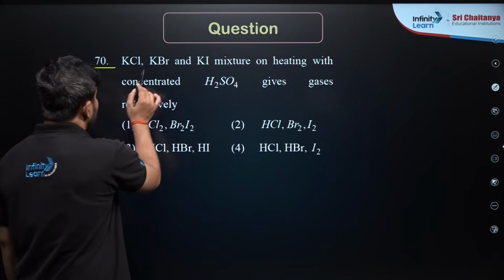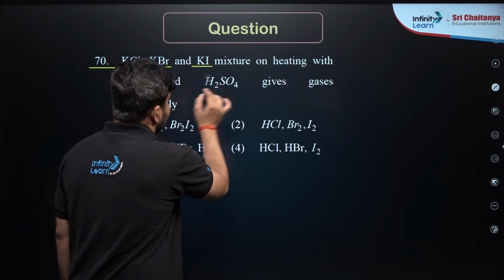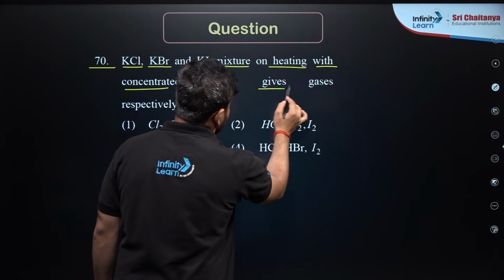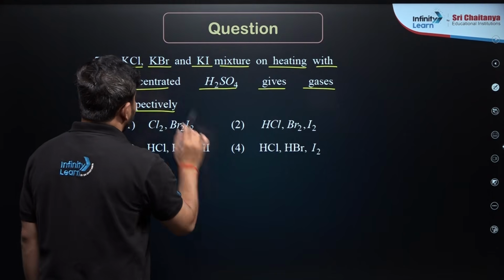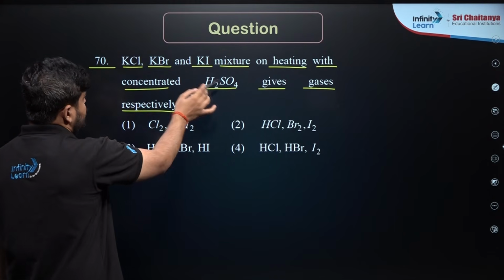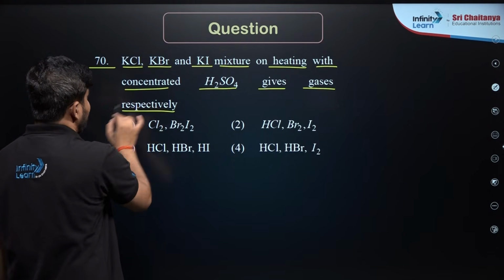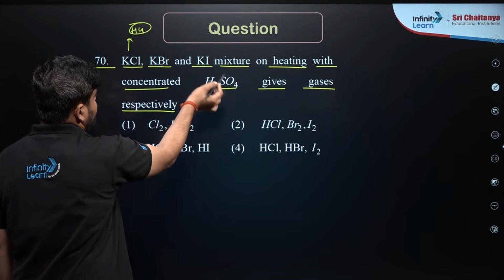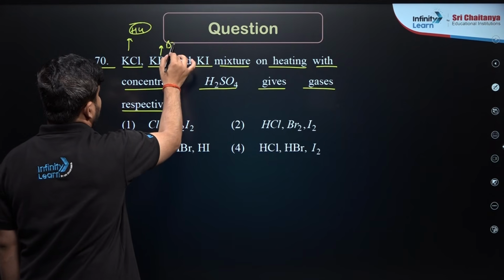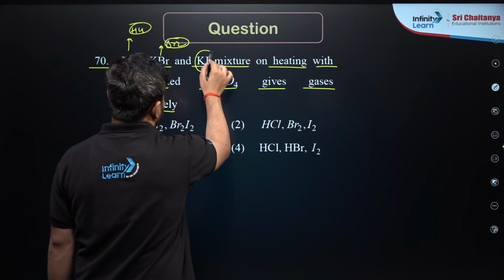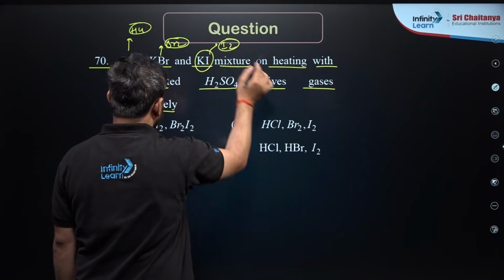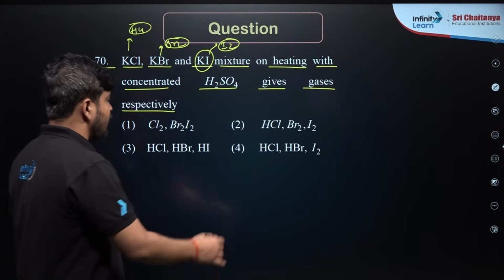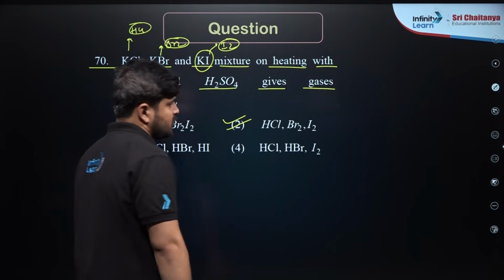Now question number 70: KCl, KBr and KI mixture on heating with concentrated H2SO4 gives which gases respectively? If H2SO4 reacts with KCl, definitely HCl will come. With KBr, Br2 will come. And if it reacts with KI, I2 will come. So the correct answer is HCl, Br2 and I2. So the second option is the correct answer of this question.